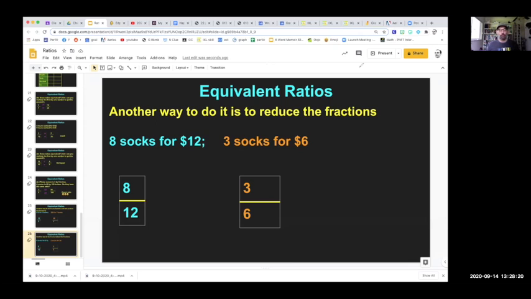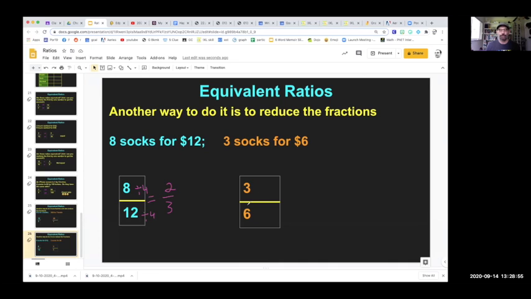Okay, let's look at one more that works in a similar way. Just so you know, there's more than one way that we can do this. We're going to do this one by reducing fractions, and I'll show you two different ways to do it. So here we have 8 socks for $12 or 3 socks for $6. Are they the same? Let's just reduce this fraction. What goes into both 8 and 12? Oh, I know, 4. So I'm going to divide by 4 and divide by 4. 8 divided by 4 is 2, and 12 divided by 4 is 3. So this fraction is the same as 2/3.